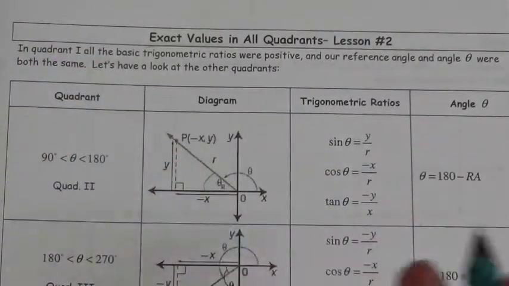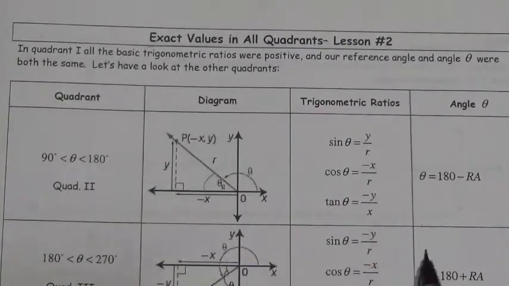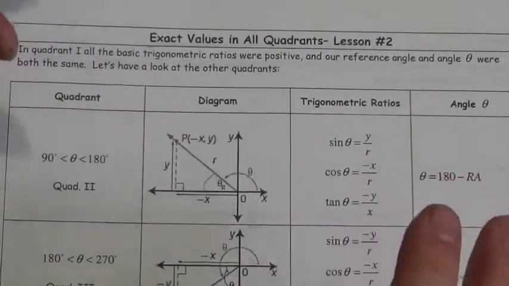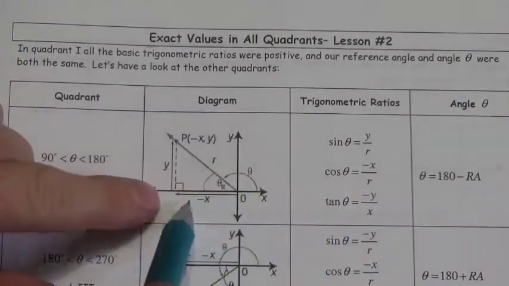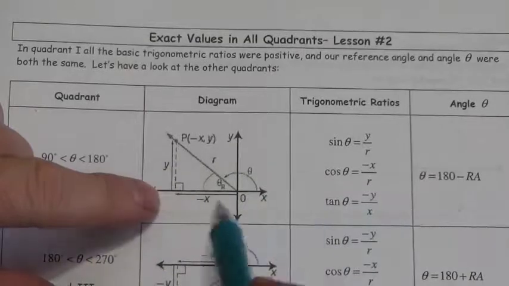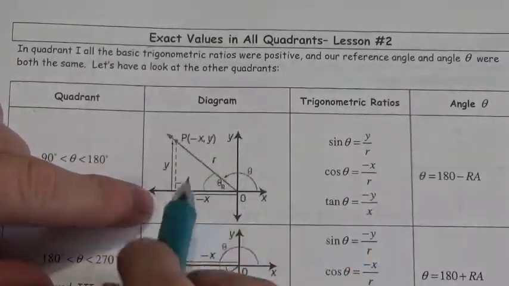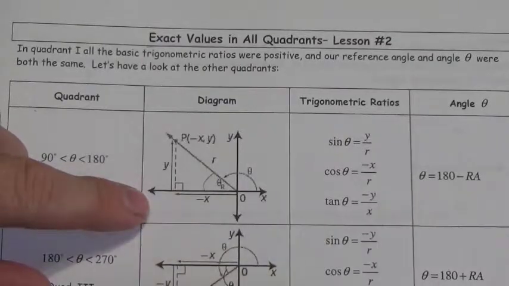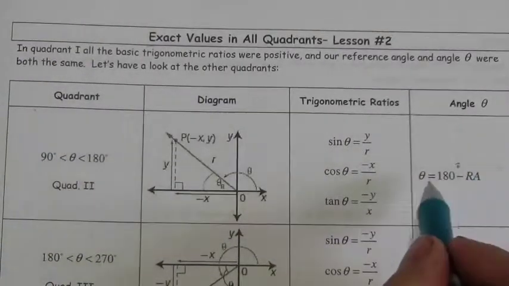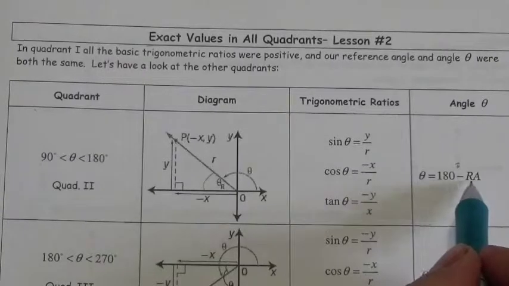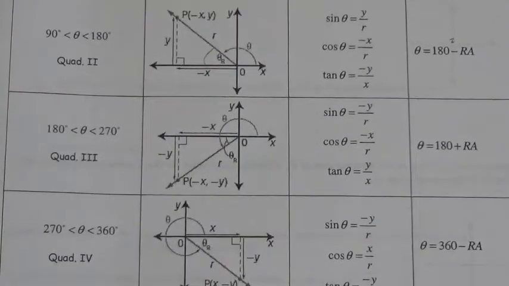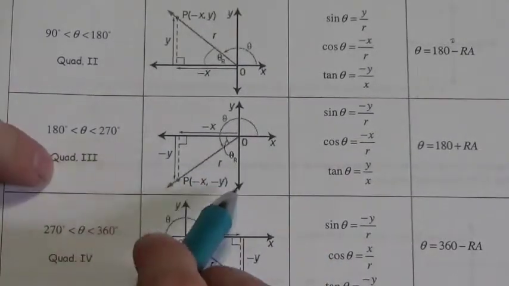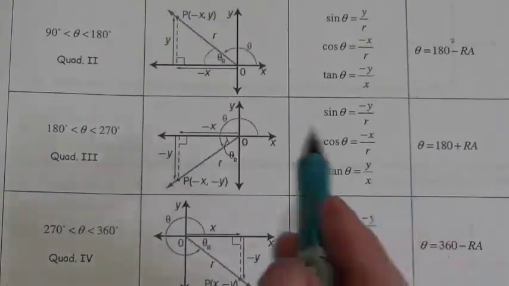You're going to see that's going to be a common theme as we go around the circle, that there are almost always going to be pairs of angles that share the exact same sine ratio, the exact same cosine ratio, and so on. Here, cosine will be a little different. It'll be negative x over r, just because it's pointing to the left. And tangent will be y over negative x, or negative y over x. And in this case, theta is going to be 180 degrees minus that reference angle.